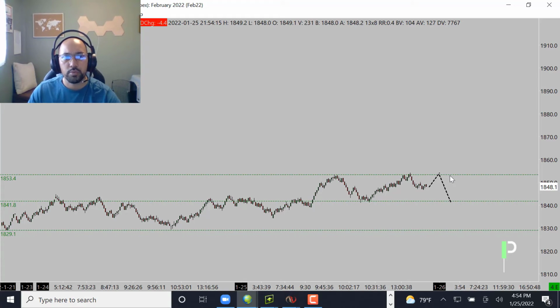Support underneath 1841.8 is 1829.1. That could be an area we bounce off as support as well. So we'll keep that in mind as we draw into the London session as well.